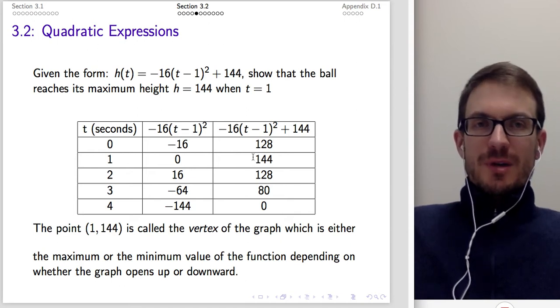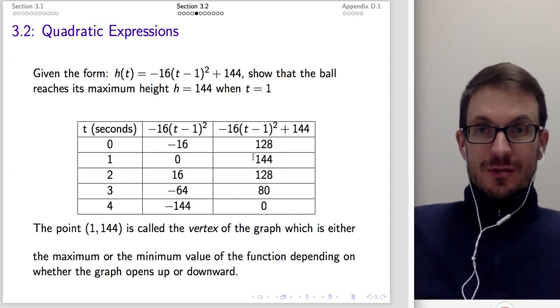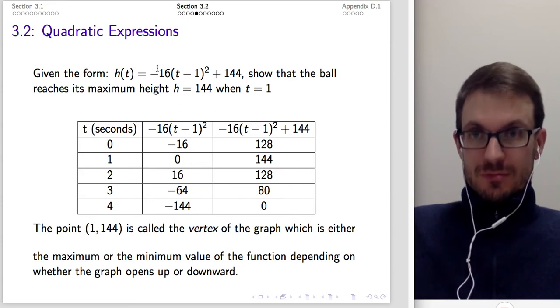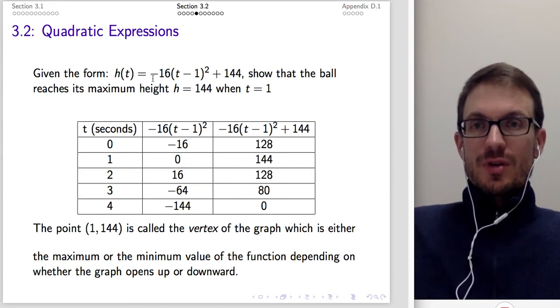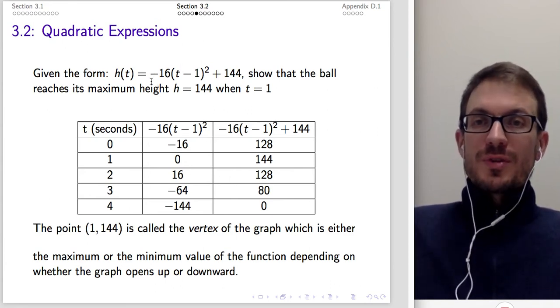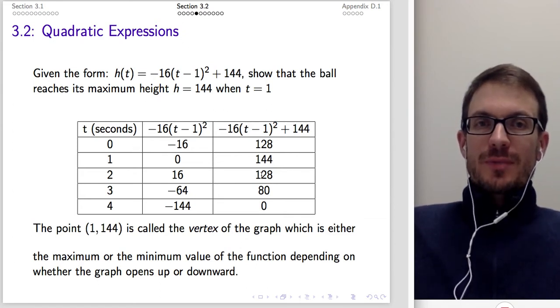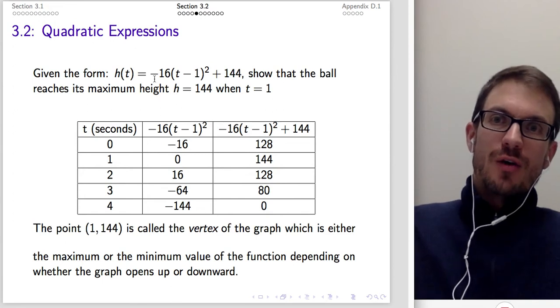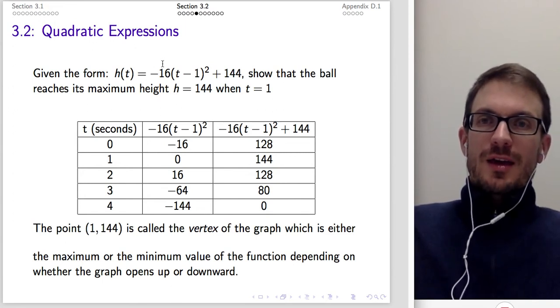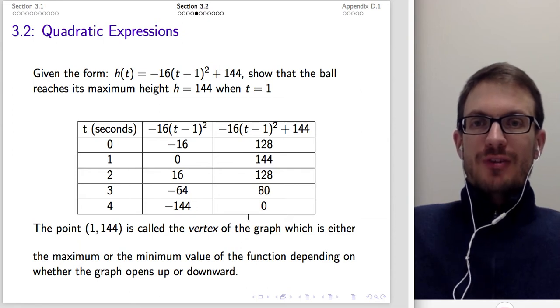It's either the maximum or the minimum value of the function, depending on whether the graph opens up or opens down. Right? So if a is positive, if this coefficient a is positive, we know this thing opens upward, so then we know our vertex is a minimum. If a is negative, we know this thing opens downward, it's an upside down U, and then we know our vertex is a maximum. Indeed, that's what we have here. This thing opens downward because our a is negative, it's minus 16. Therefore, our vertex must be a maximum.